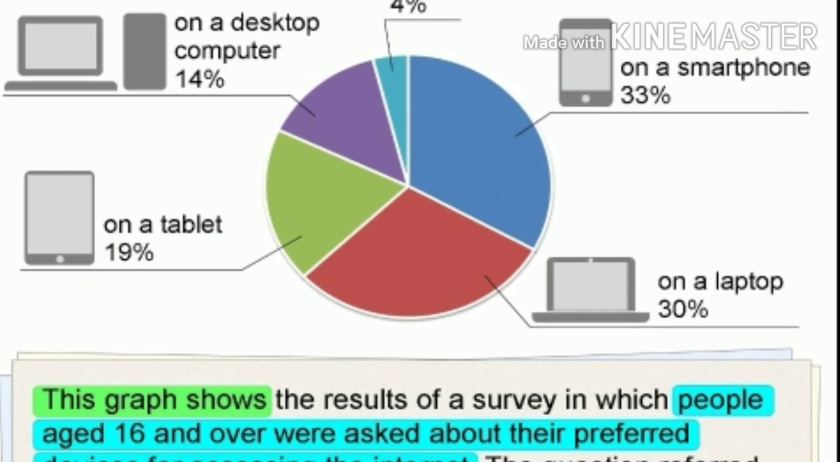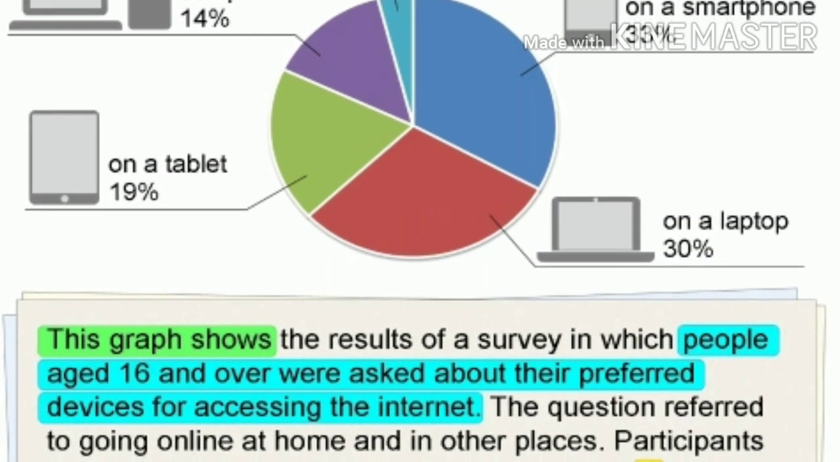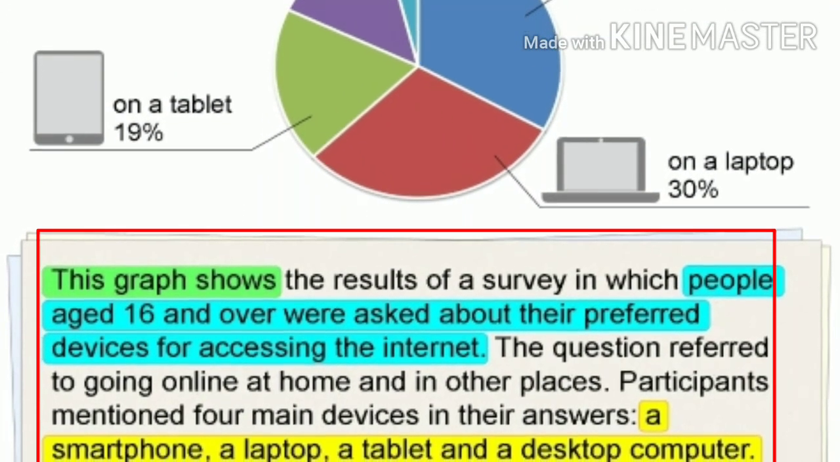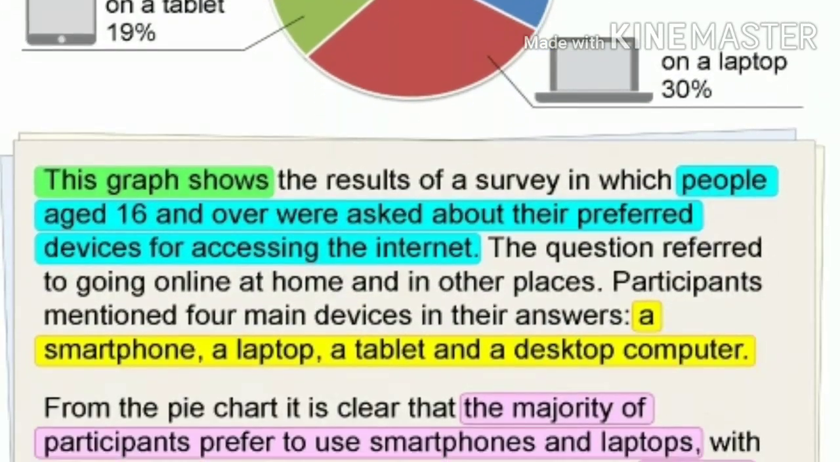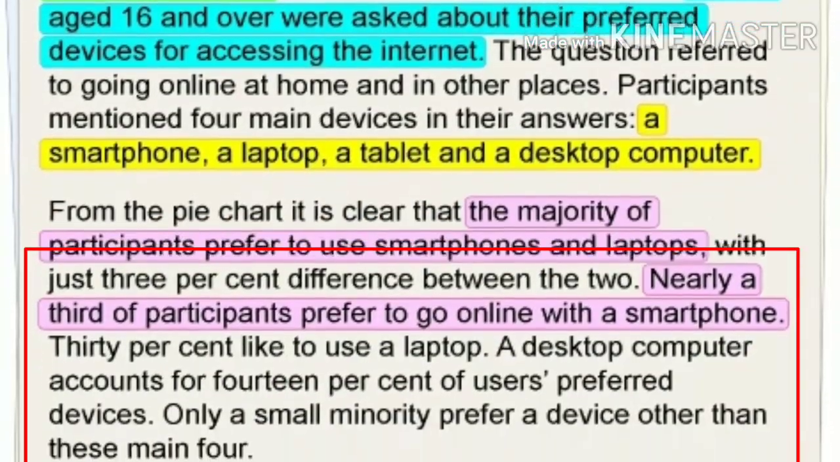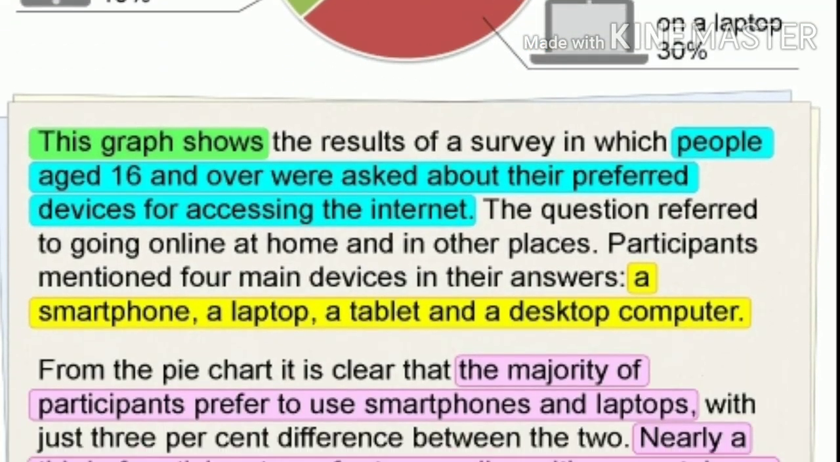There are mainly three steps to describe a diagram. Number one, introduction. Number two, main body of text. Number three, summary or conclusion.